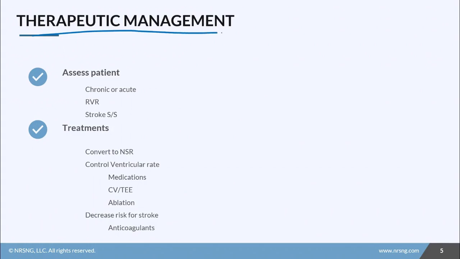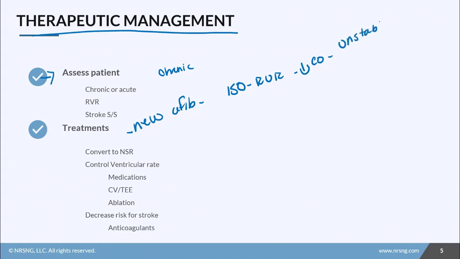So the therapeutic managements for AFib are to assess the patient. Again, find out if it's chronic or acute, are they in RVR, and assess for any signs and symptoms of stroke. If I have a patient who is in chronic AFib, we monitor them. We got to make sure they're taking the right medications and anticoagulants. Let's say I have a patient that's a new onset AFib, and they come into the hospital and their heart rate is in the 150s. So they're in RVR. Because this is going to decrease the cardiac output, they are going to be unstable, and they are also going to be very symptomatic.